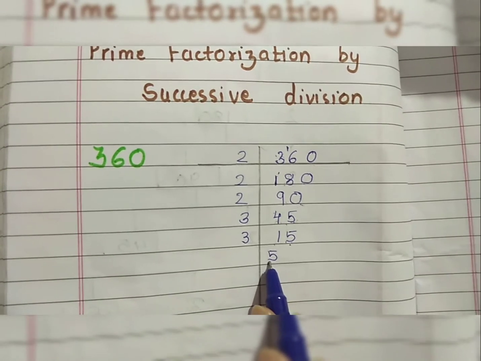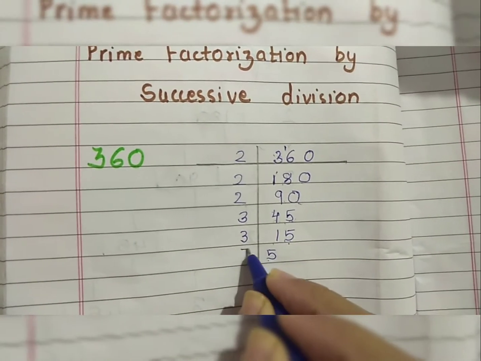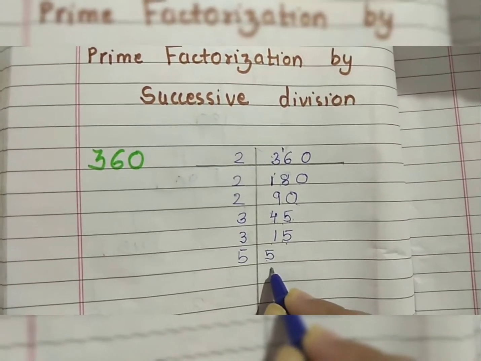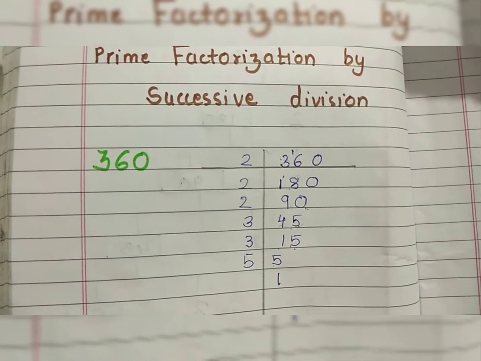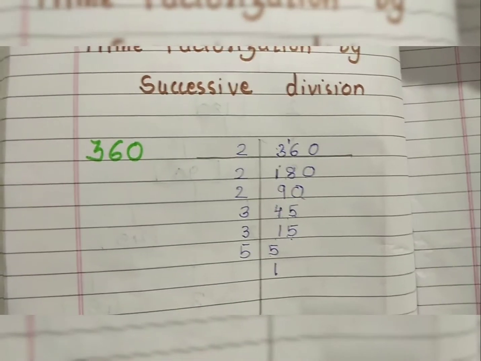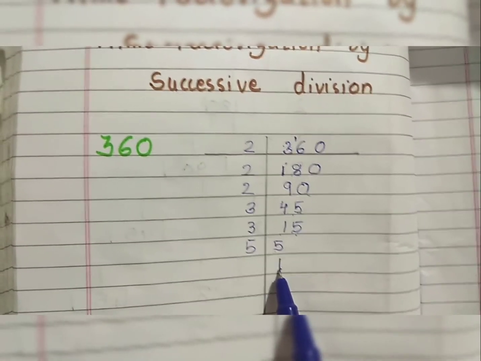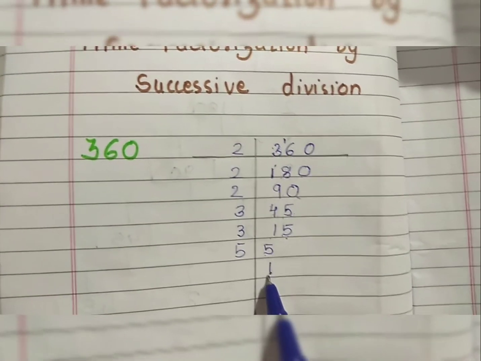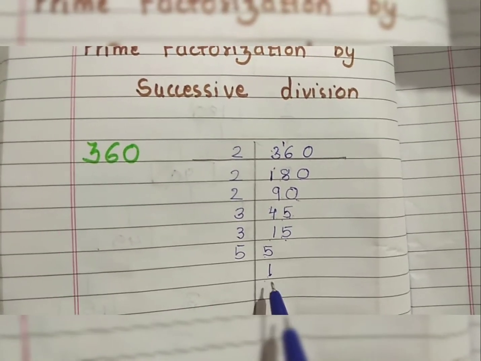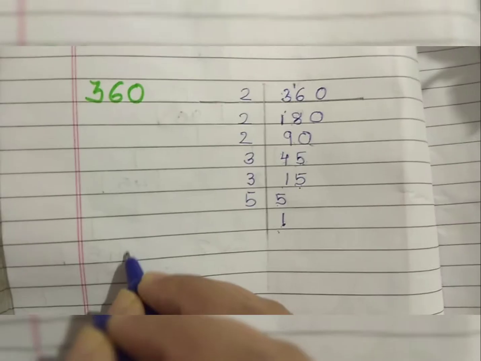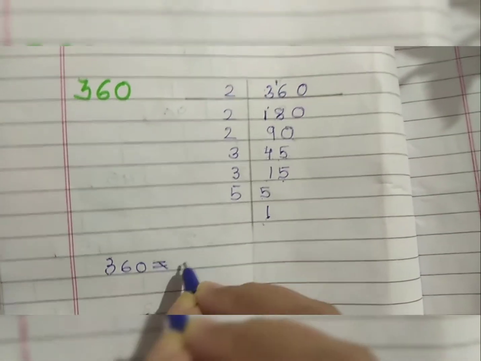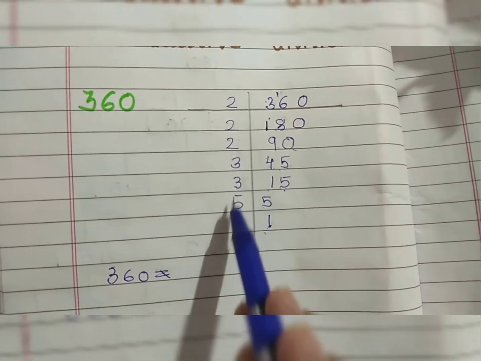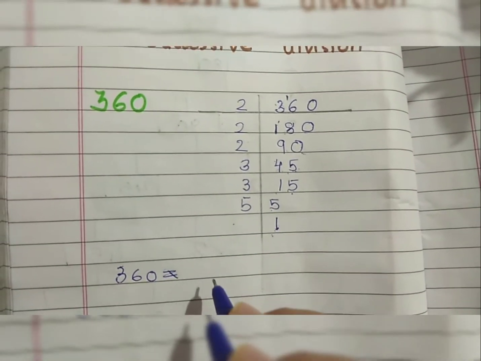Now 5 itself is a prime number. So you will divide this by 5. So you will get 5 ones are 5. So remember, you have to stop when the quotient is 1. In each and every sum you will stop when you get the quotient as 1. Therefore the prime factors of 360 are all these. Let us write it down.